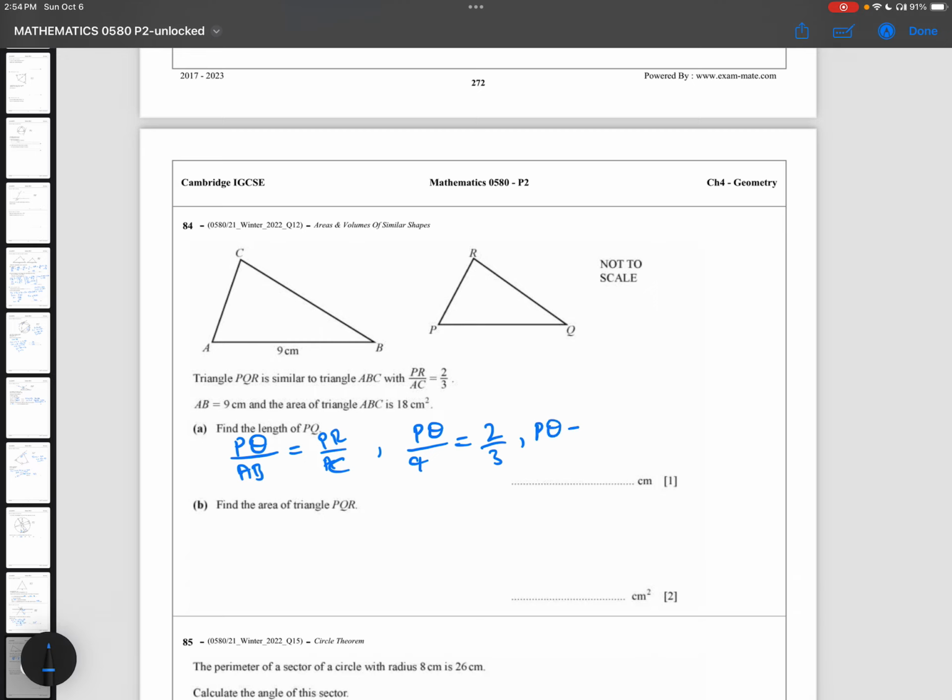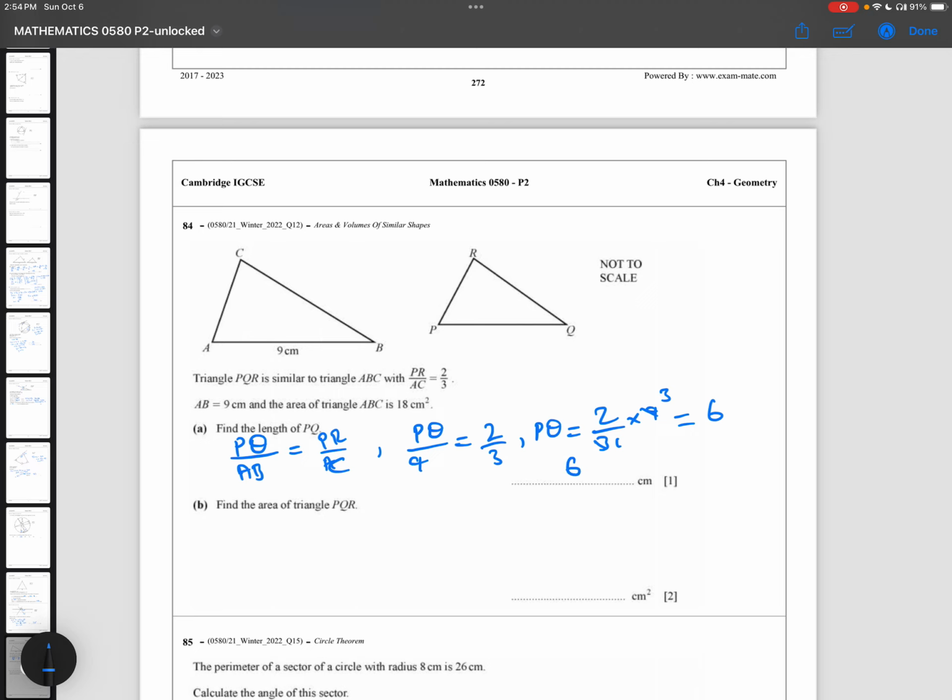So PQ will be equal to, this 9 is being divided here, and I will move 9 to the right side of the equation. It will be multiplied with 2 upon 3. Now 3 cancels with 9. 3 into 1 is 3. 3 into 3 is 9. 2 into 3 is 6. So PQ is equal to 6 centimeter.